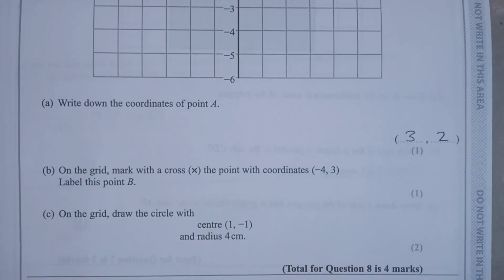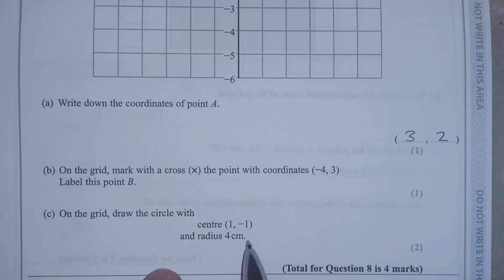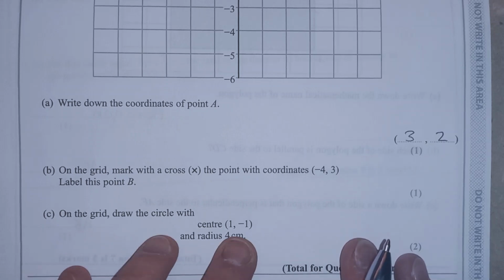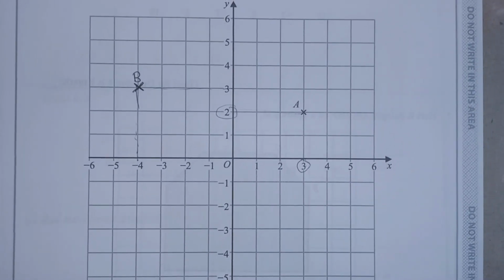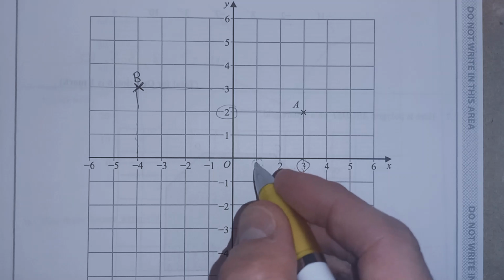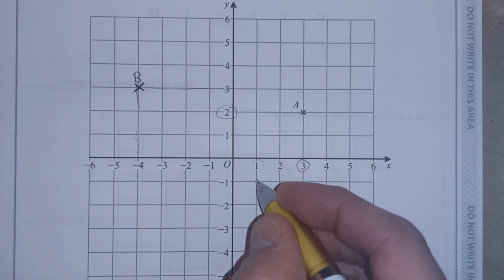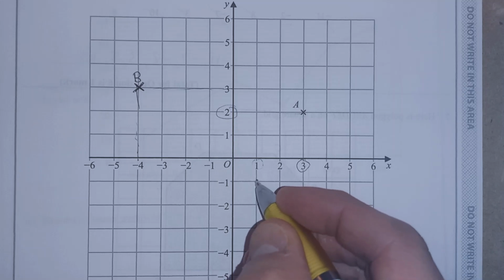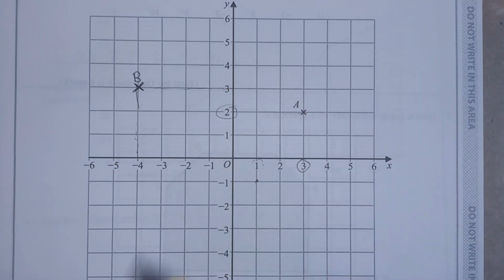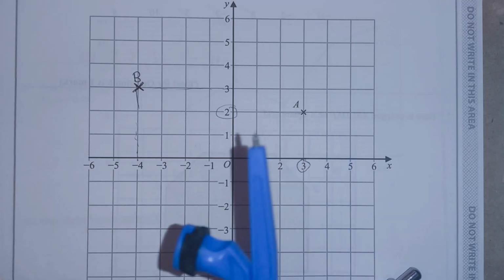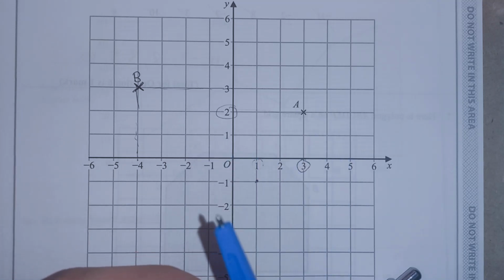And then for part C, on the grid, draw the circle with centre 1, -1 and radius 4 centimetres. Okay, so first of all, centre 1, -1. So 1 here, -1. That's going to be our centre. And we want a radius of 4 centimetres. Now remember, they've told us that this is a centimetre grid. So I'm going to need my compass for this. So I'm going to insert the pencil in.